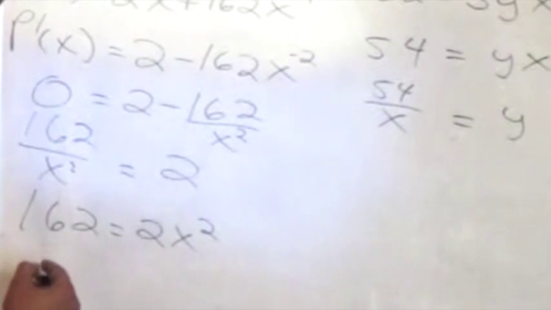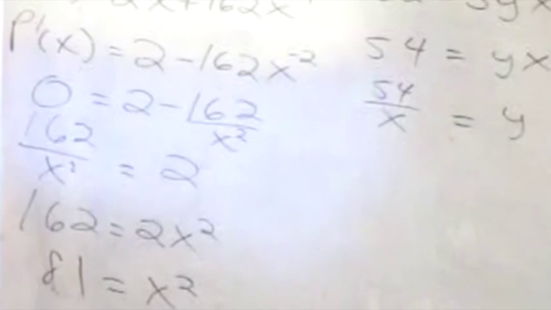Now I'm going to divide both sides by 2. And that gives me 81 equals x squared. From here I'll take the square root of both sides, and I'll take the principal root, which will give me a positive 9. I won't use the negative 9 because we're talking about distance here, so the domain of my x and y will not be negative numbers because we don't want to count in a real world situation distances as negative.